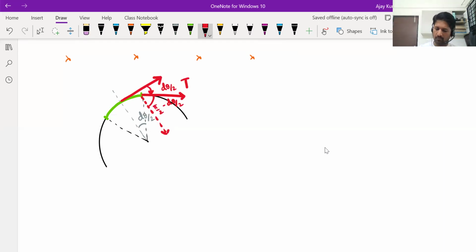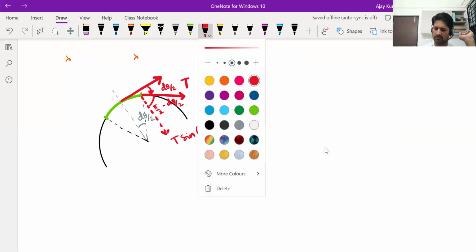Then what will the component of tension in this direction become? It will become T sine of d theta by 2. With the other side, it makes d theta by 2 angle, so that component would have been T cos d theta by 2. This component, the radially inward component, will be T sine d theta by 2. Is this point clear to all of you? If you have any doubt, you can ask.